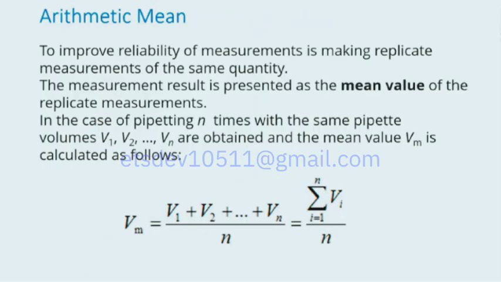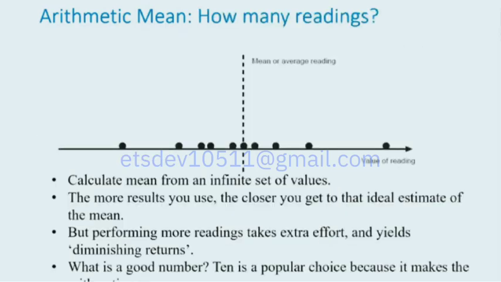Say, for example, we are pipetting n times, then the arithmetic mean Vm is equal to V1 plus V2 till Vn divided by the number of times you have pipetted. This is the formula for it. When you calculate it from an infinite set of values, the more results you use, the closer you will get to an ideal estimate.